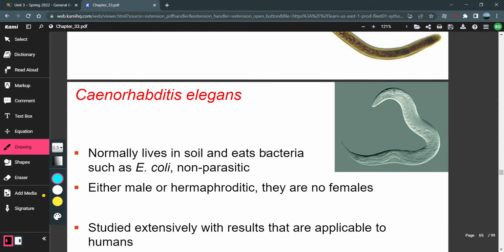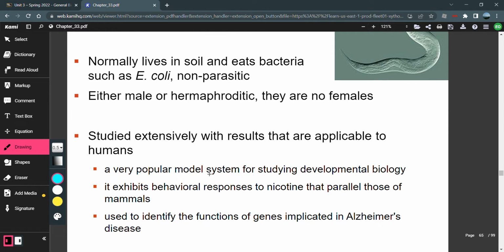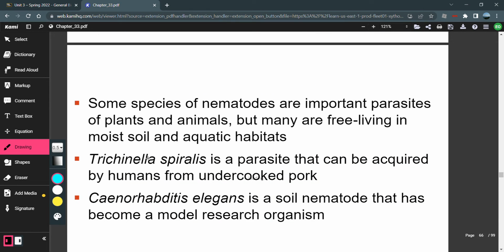And here we have C. elegans, which is a perfect animal that we use for studies. They're either male or hermaphroditic. There are no females, and they're studied extensively with results that are applicable to humans. So they're a very popular model system. In other words, they're just lab rats. It exhibits behavioral responses to nicotine that parallel those of mammals, and it is used to identify the functions of genes implicated in Alzheimer's disease.